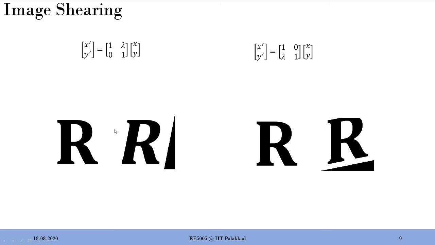So for example, here x shearing, as shown here, you put a lambda value. Lambda is the amount of shearing that you are going to do. And when you are doing y shearing, you put lambda here, and that is shearing in the y axis or y direction. Okay, so that is the meaning of it. We will take this up in detail in the hands-on part. Okay, so let's move on.